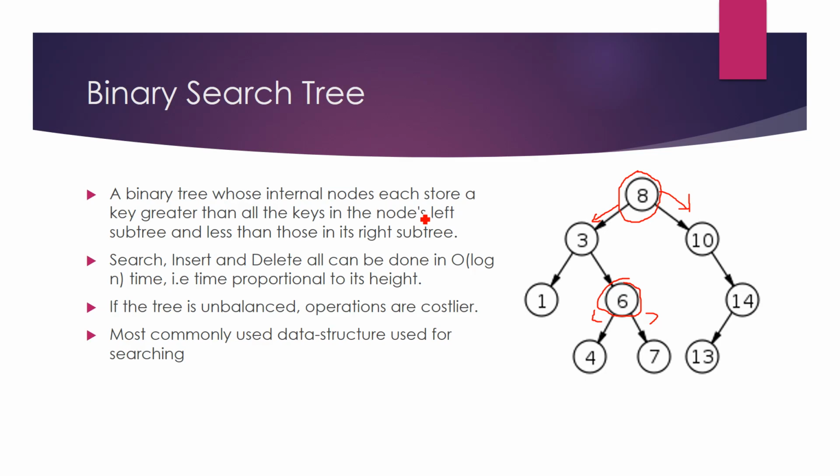Why? Because let's say we have a binary tree, something like this, where we only have right children, then searching or finding is similar to an array, which means it again costs us linear time. Let's say we have nodes 1, 2, 3 and 4. Such a binary tree is unbalanced and operations are costlier and no longer logarithmic. But still, the binary search tree is the most simple and commonly used data structure for searching.